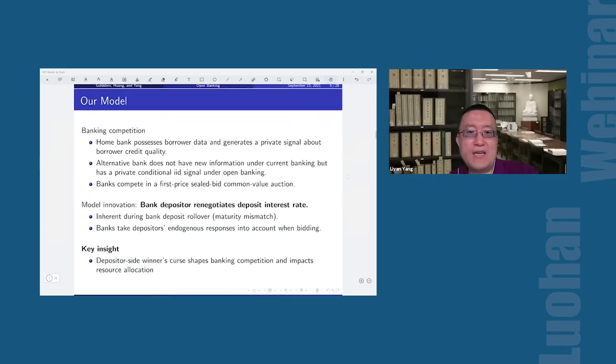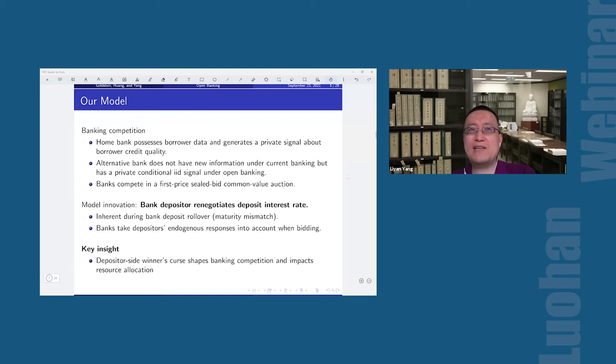So what we do in the paper, if I want to use one sentence to summarize the result, is that we want to capture another essential feature of banking, which is maturity mismatch. The maturity mismatch is captured by depositor renegotiation. When you have open banking, those depositors will try to renegotiate with the banks, and their renegotiation will raise the funding cost of all banks. That's more like a systematic risk, raising the funding cost of all banks, which in turn will amplify the winner's curse problem. And so this can drive down the overall welfare.